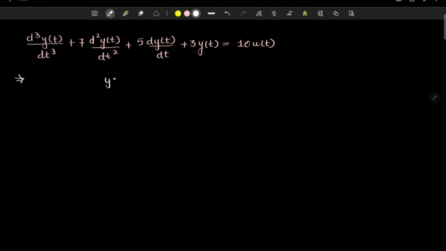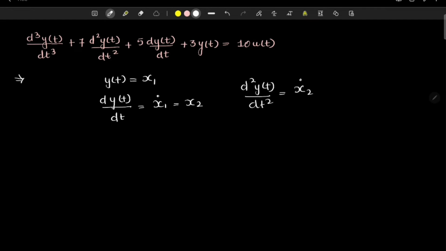So first we'll define our state space variables. So let y of t be x1. Okay, so what will be the differentiation of y of t? That will be x2, which is nothing but the differentiation of x1. So this is x2. And what will be the double differentiation of y of t, d square y by dt square? So this will be the differentiation of x2, right? So this is x3.